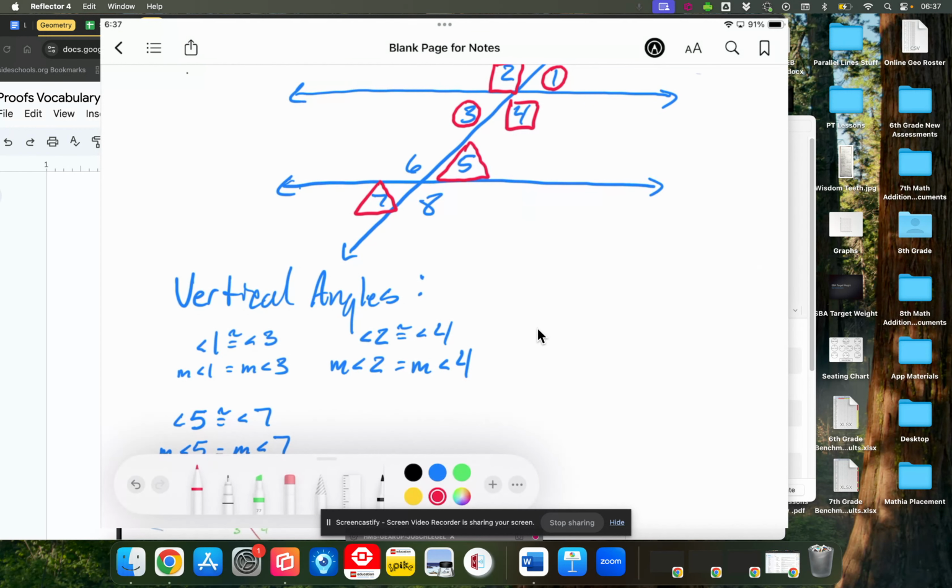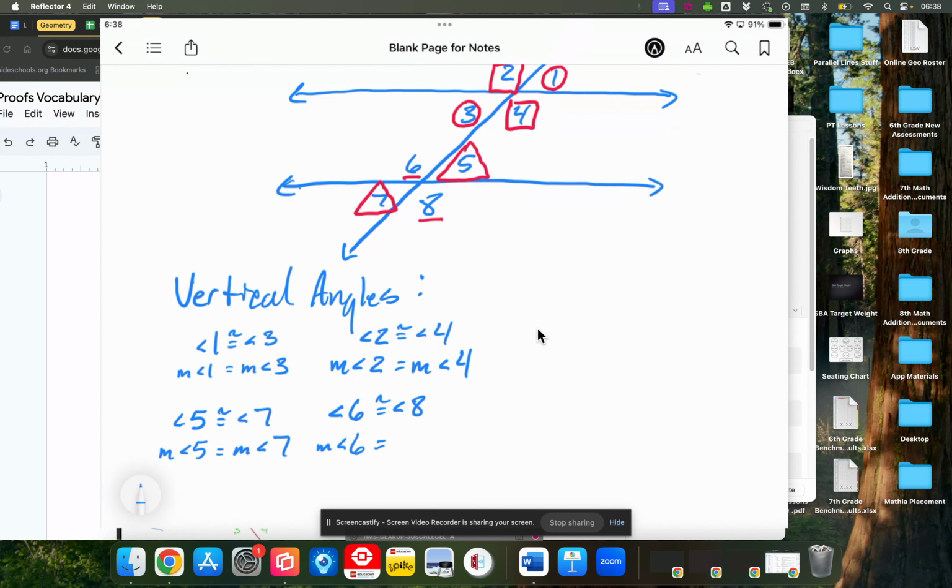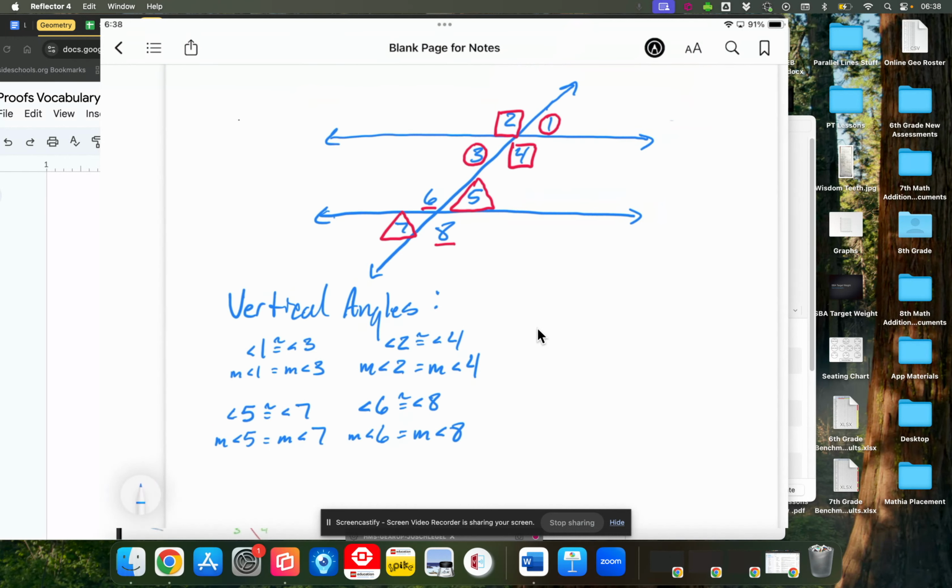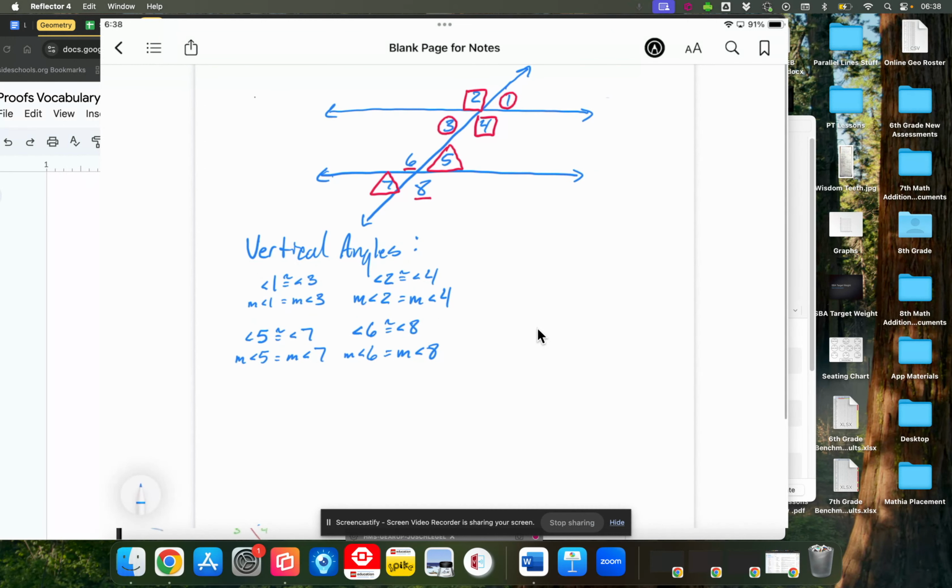And then lastly, we can see that angle 6 and angle 8 share a vertex and are opposite of each other. So we can say that angle 6 is congruent to angle 8, which means that the measure of angle 6 is equal to the measure of angle 8. So, with that, those are examples of vertical angles.